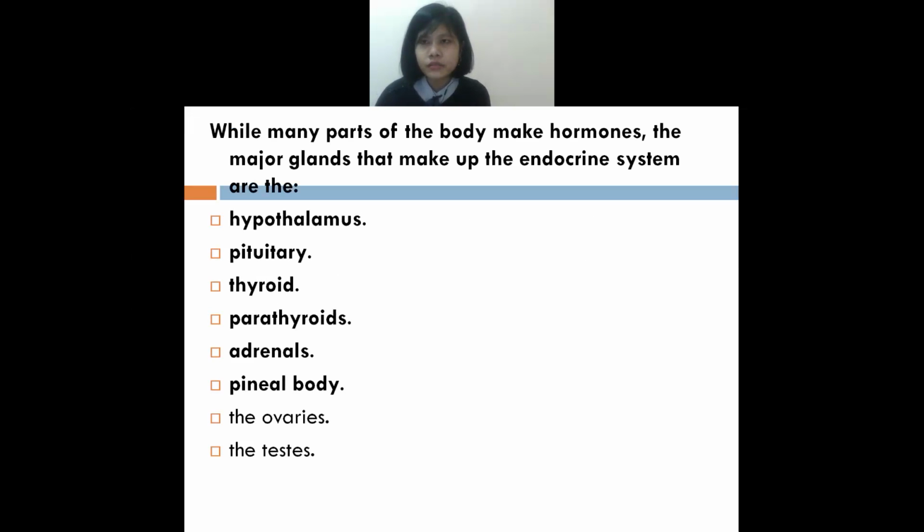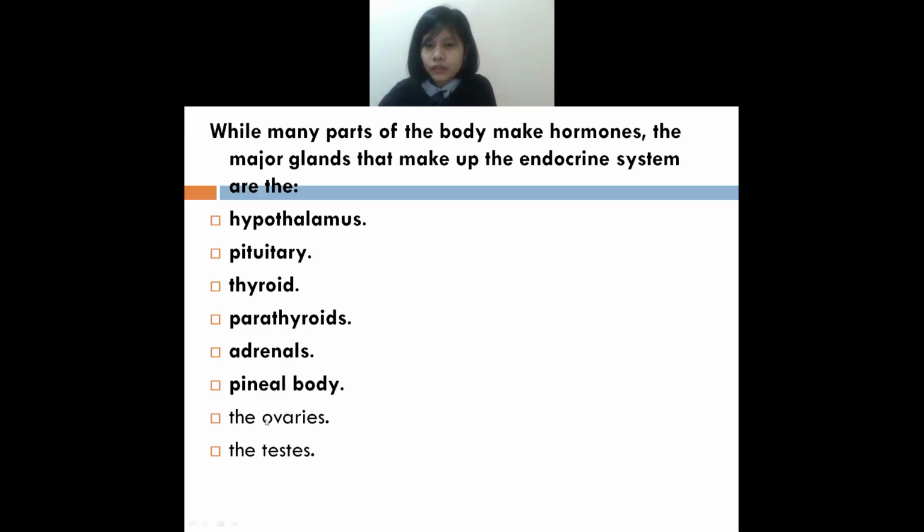Okay, you read this out. While many parts of the body make hormones, the major glands that make up the endocrine system are the hypothalamus, pituitary, thyroid, parathyroid, adrenals, pineal body, the ovaries, and the testes. Okay, so what are all these? These are the glands which the endocrine system makes. The first one is the hypothalamus. The next is pituitary, thyroid, parathyroid, adrenal, pineal body, and ovaries.